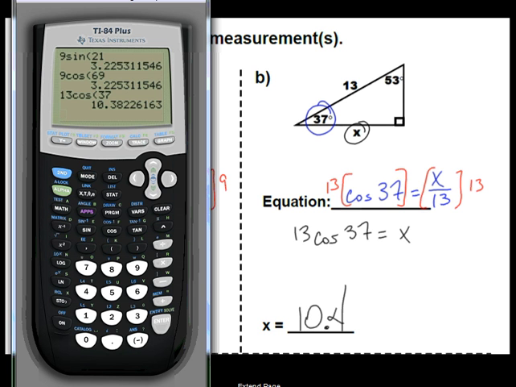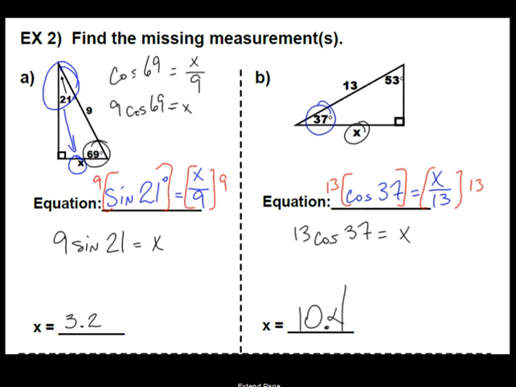I could have used my sine. Sine would have been the sine of 53 degrees is equal to x over 13, and would have gotten the same value for that same problem.